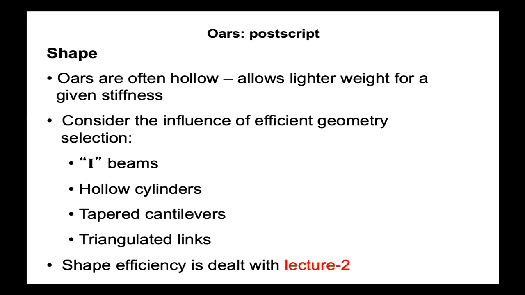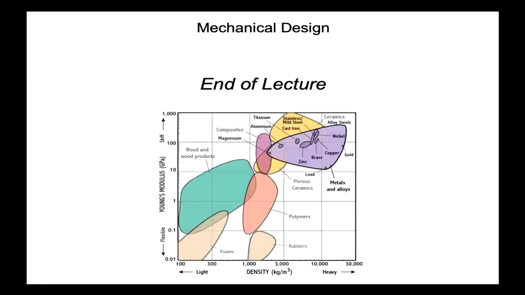Oars are often hollow, as I've said. They can even have varying geometry along their length, and aluminium is good for that. So how do we accommodate I-beams, hollows, tapereds, triangulated, etc., etc.? Well, lecture 2, which I'm about to start, talks about that. So don't go anywhere. I'll just pull up the next slide set.